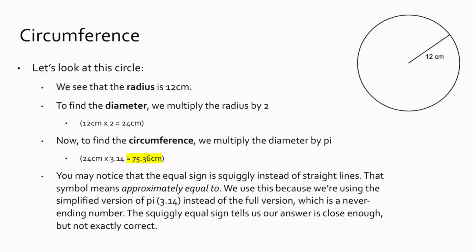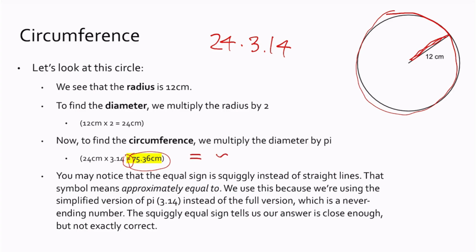So let's look at what this might look like. On this circle here, we have a radius of 12 centimeters. Now, I remember that a radius is half of a diameter, so the diameter must be 24 centimeters. And to find the circumference, I take 24 times 3.14, and I get 75.36 centimeters.